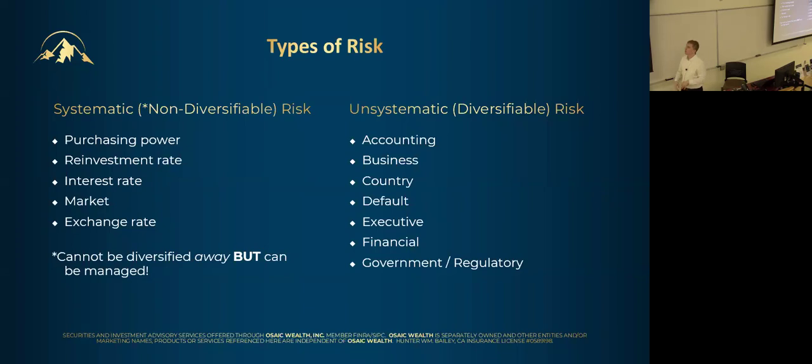Versus systematic is just the value of things going up and down in general, averaged across everything. So things you can't diversify away from is purchasing power risk. If inflation goes up ridiculously and your investments don't follow suit, there's not really anything you could have done for that. Reinvestment rate. You can't diversify away from reinvestment rate because if you can't reinvest at a better rate and you're stuck somewhere, there's just nothing that you're going to be able to do to get away from that.